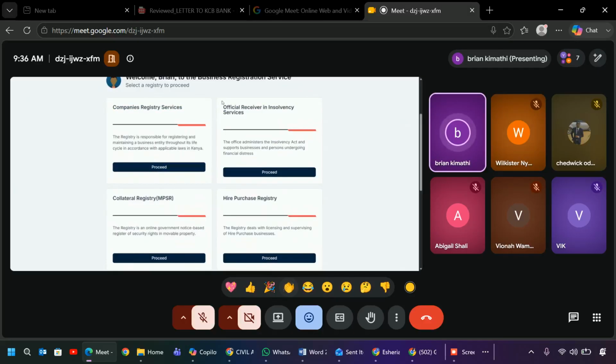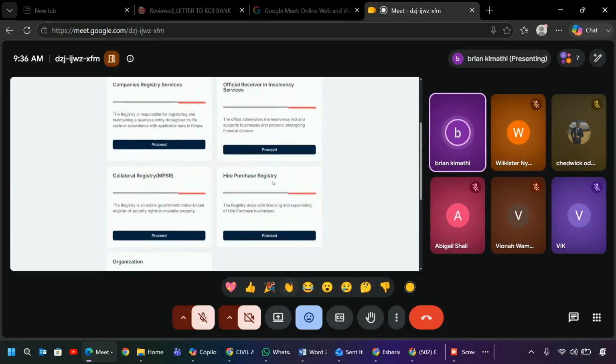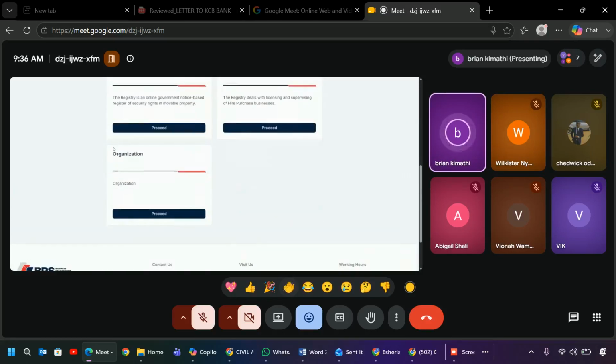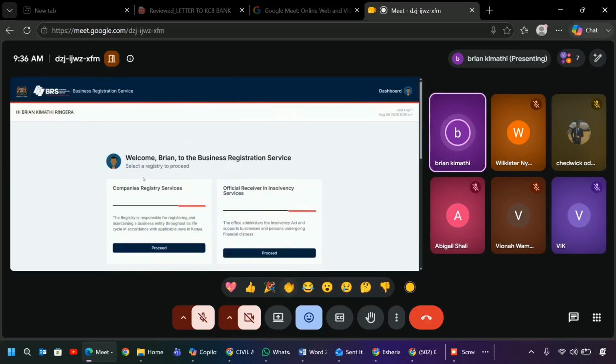For the official receiver in insolvency, that's a different registry. There is the collateral MPSR registry. There's the hire purchase registry, pursuant to the Hire Purchase Act. And then you have the organizations registry. Now, this is a new one, a new registry they added recently. This BRS portal, they launched it last September.